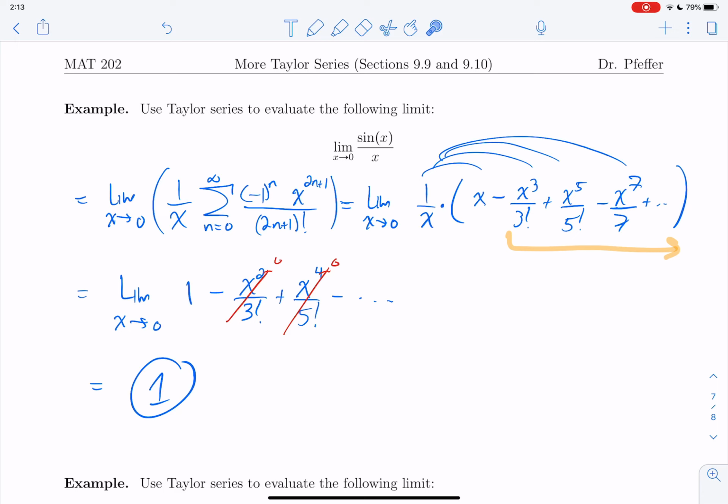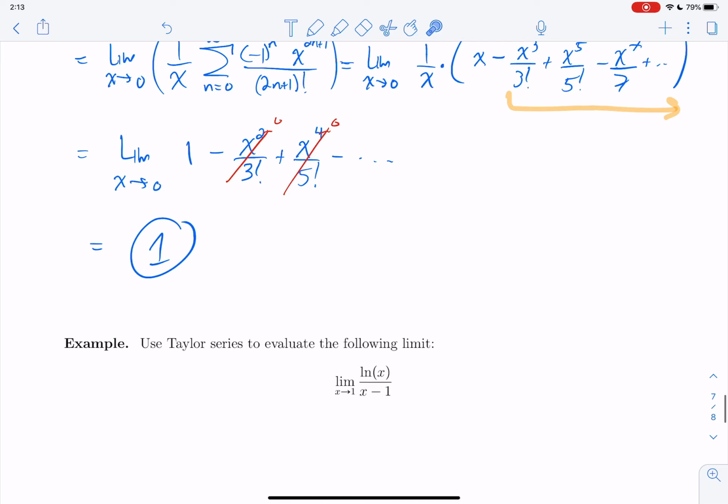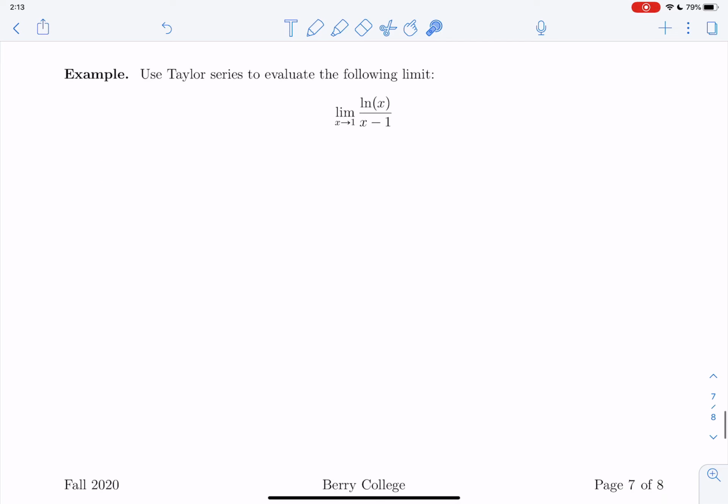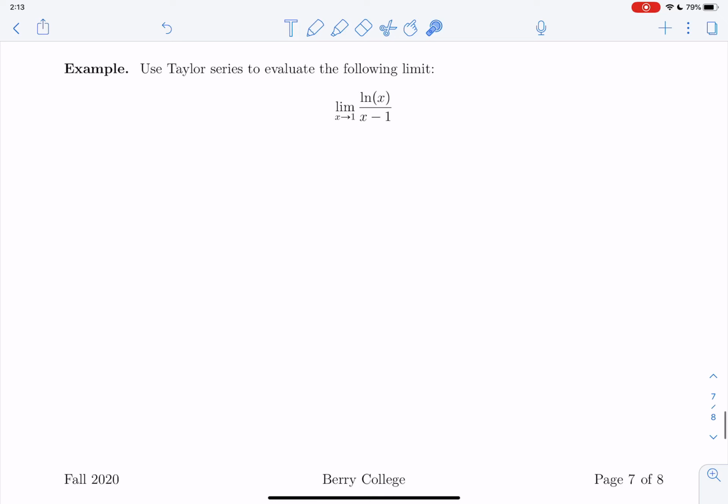But you don't always have to restrict to limits at 0. We could do limits, say, at 1. Notice if I take the limit as x goes to 1, I'm still getting 0 over 0, so it's still indeterminate, parenthetically. And so I could do L'Hopital's rule, but the whole point of this conversation is that Taylor series can make L'Hopital's rule not necessary.